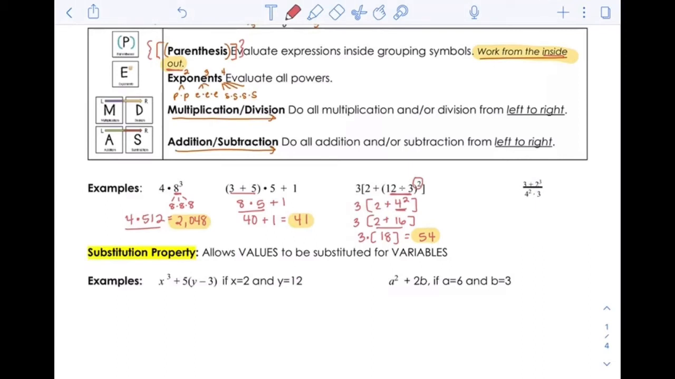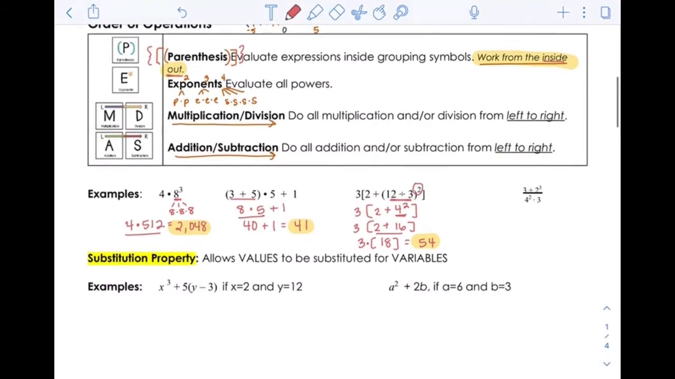In this last one, we have a fraction, and I know fractions can be freaky when we first look at them, but a fraction is just division. So if we can think of this as just whatever's on top divided by whatever's on bottom, then it can help simplify this for us.